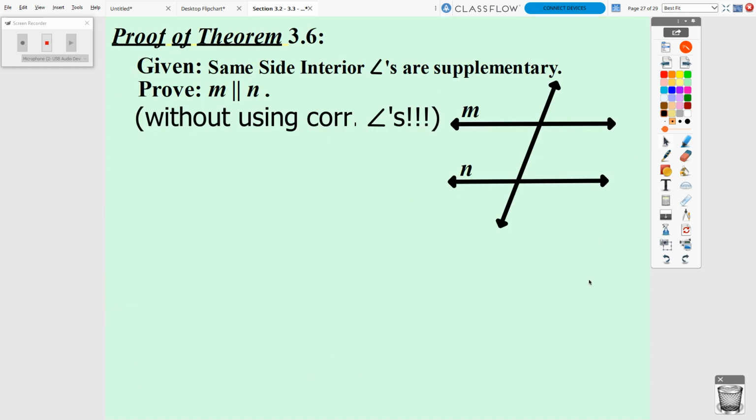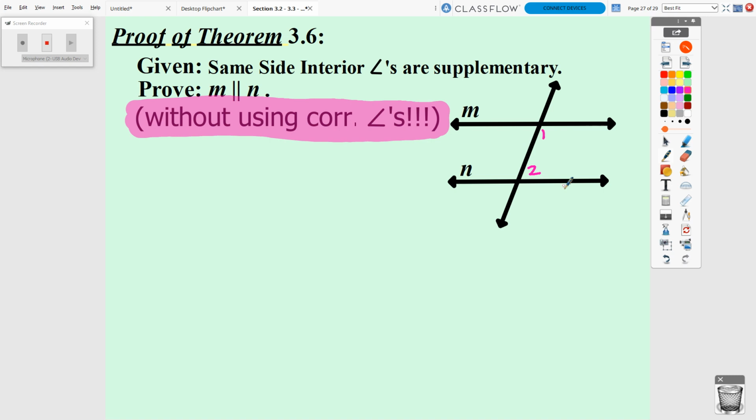All right. This was a proof that we looked at in the previous video, the proof of the converse of the same side interior angles theorem, which stated that if same side interior angles are supplementary, then we've got parallel lines. But how did we prove that in the previous video? We used corresponding angles. And guess what? I'm throwing a restriction on here. This time we're going to do it without corresponding angles, which means we're going to have to find some other type of angle to work with. So, number one, let's get some same side interior angles present in our picture here. I'm going to go angles 1 and 2. Let's go over the right side.